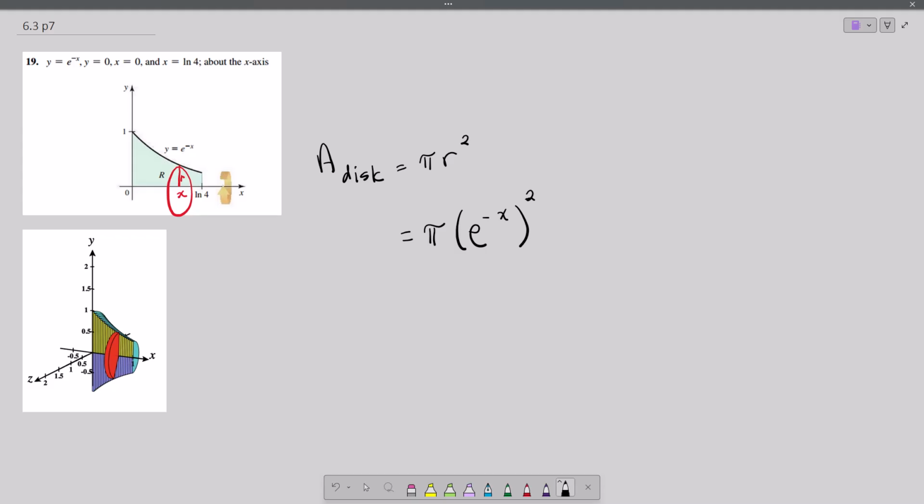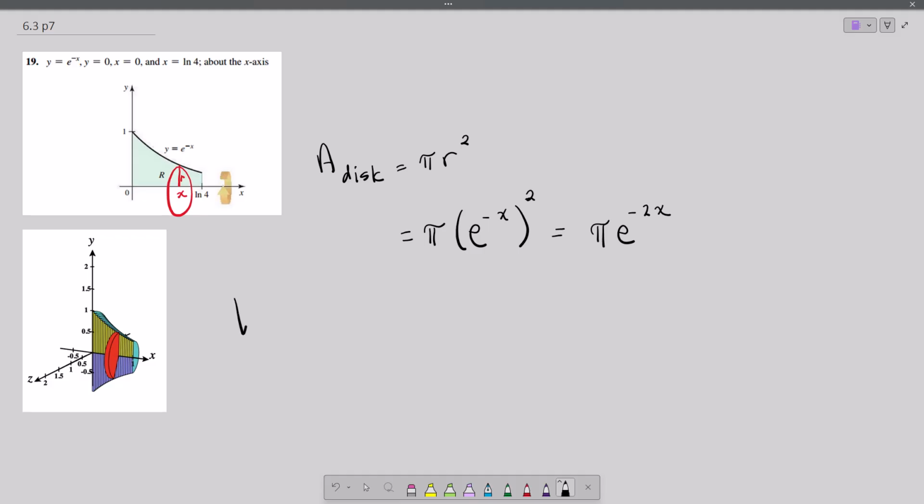So there is the area of the disk at x. If you plug in 0, you're going to get the area of this unit disk. If you plug in natural log of 4, you'll get the area of the disk over there at the end, the smallest disk. So how does this simplify? Pi times e to the negative 2x. Power to power, multiply. Not add, multiply, power to power.